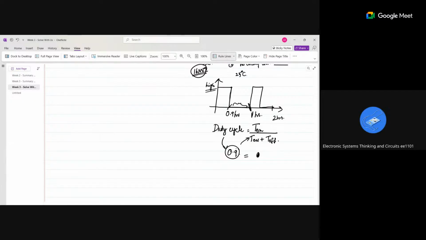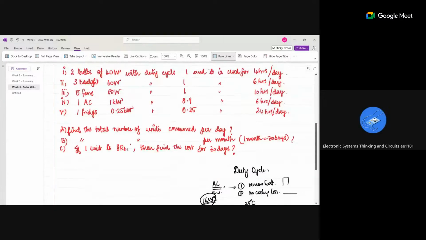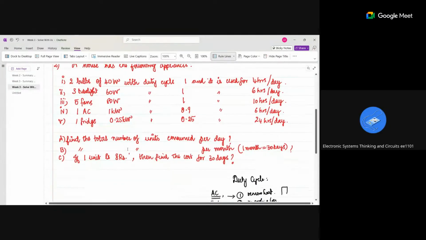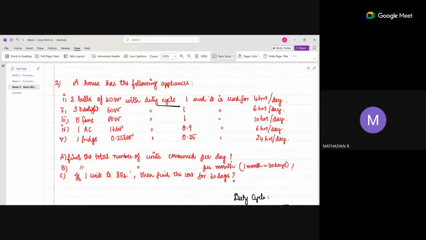Are you able to understand now what is duty cycle? Ma'am, 0.9 itself is the ratio of the duty cycle. Yes. We need not substitute individually the time for on and off. Here, if you see the question, it is directly given. Its duty cycle itself is 1. Duty cycle is itself a ratio. Yes. Okay. I got it.